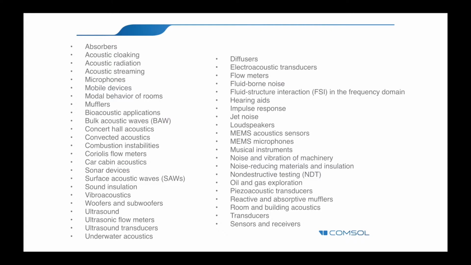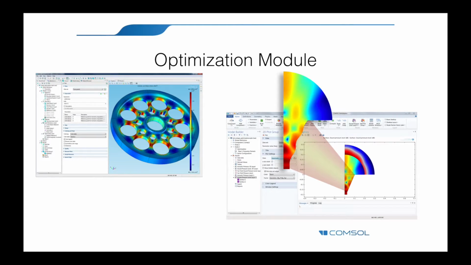The second module we are going to take a look at is the optimization module, which is an add-on package that you can use in conjunction with any existing COMSOL Multiphysics product. Once you have created a COMSOL Multiphysics model of your product or process, you always want to improve your design. This involves 4 steps.